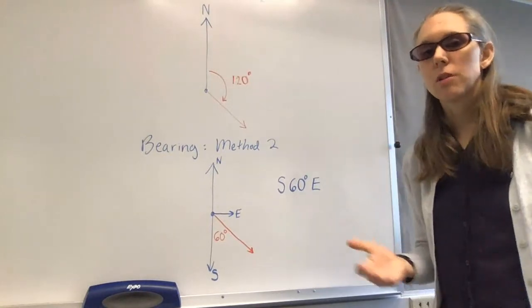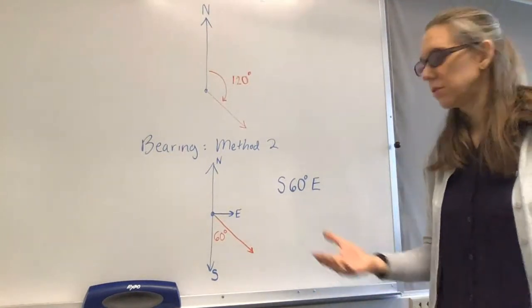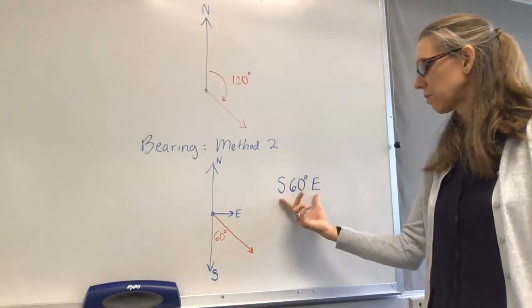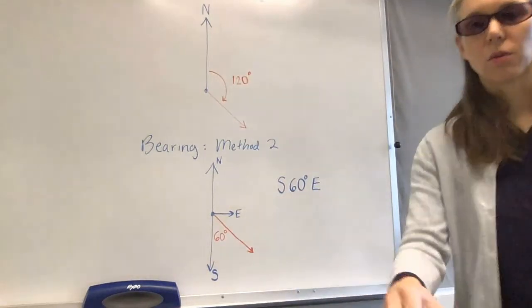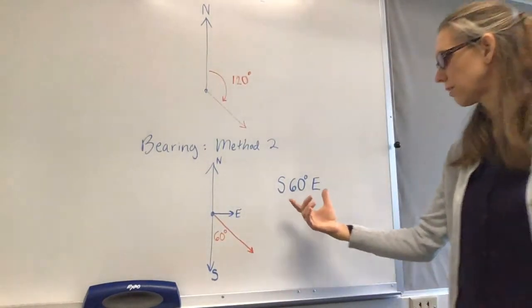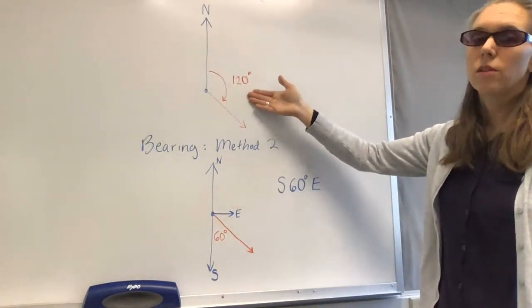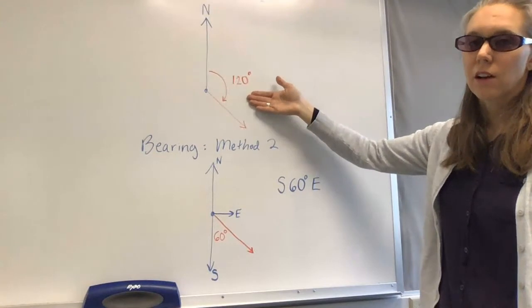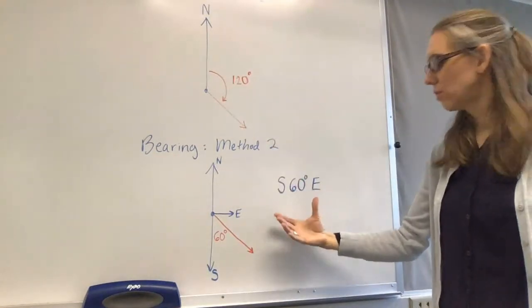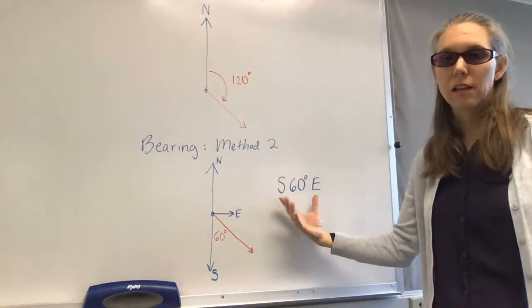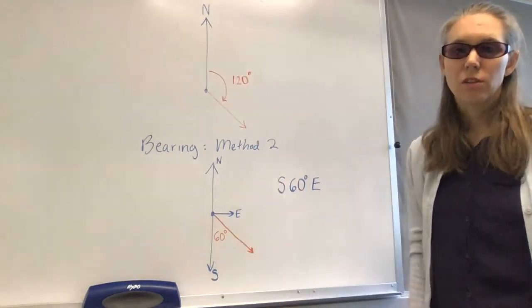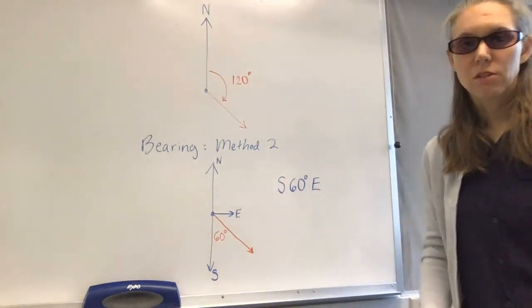So how do you know which one it is? Well, if you don't see any south or east or west or north labels on either side of the angle, if you just see a plain old number, then you know you're dealing with method 1, and it's clockwise from the north. If you do see these north, south, east, west labels on either side of the number, then you know you're dealing with bearing method 2.